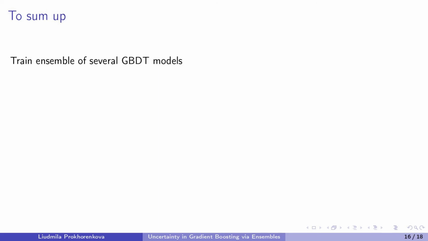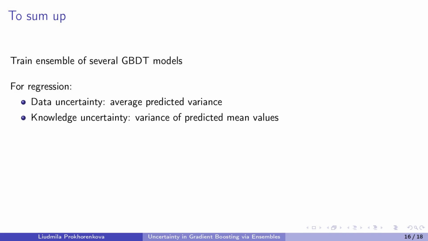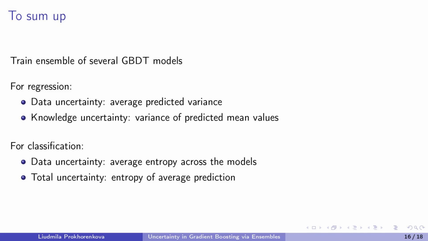Let me conclude with what we've learned. To estimate predictive uncertainty, one can use ensembles of GBDT models. For regression tasks, data uncertainty is the average predicted variance, and knowledge uncertainty is the variance of models' mean values. For classification tasks, data uncertainty is the average entropy, and total uncertainty is the entropy of the average prediction.